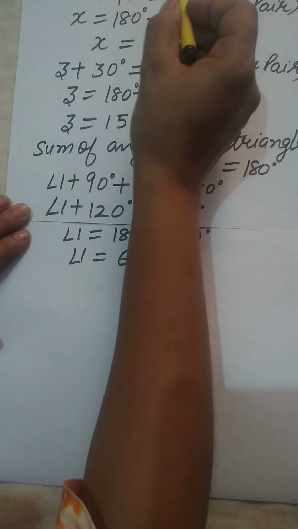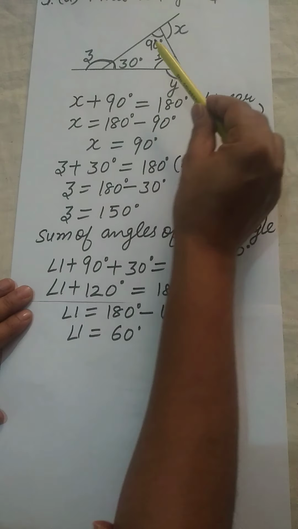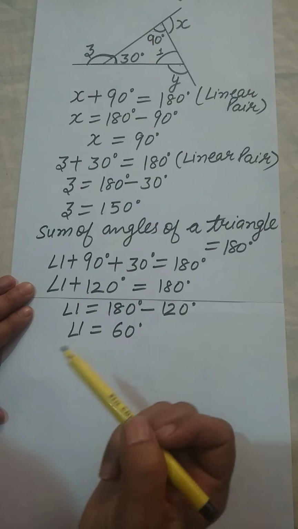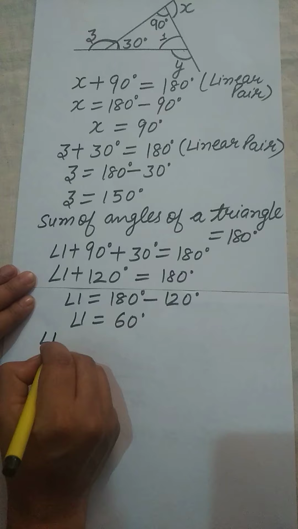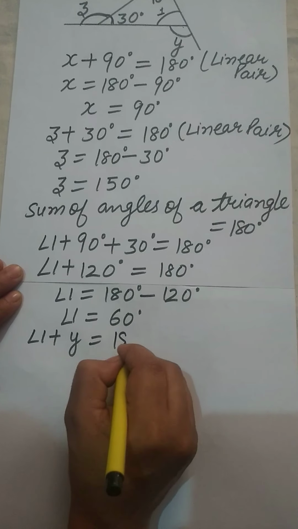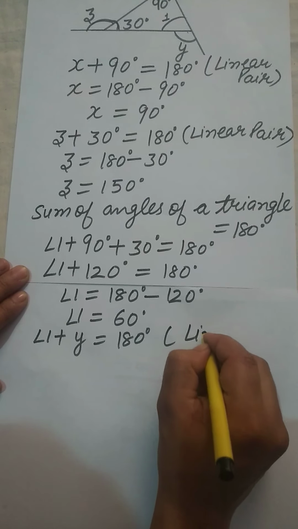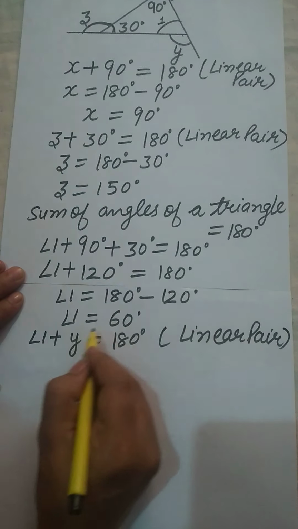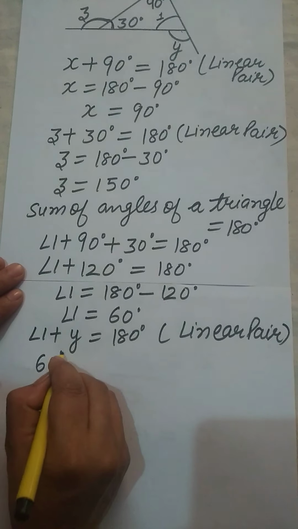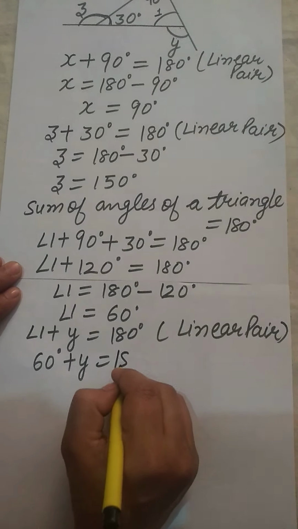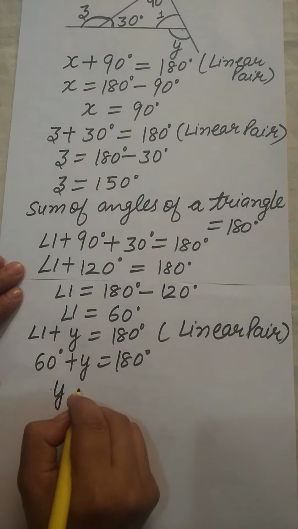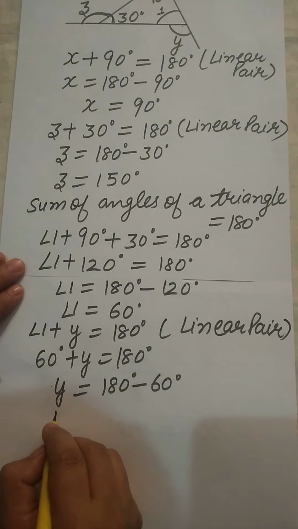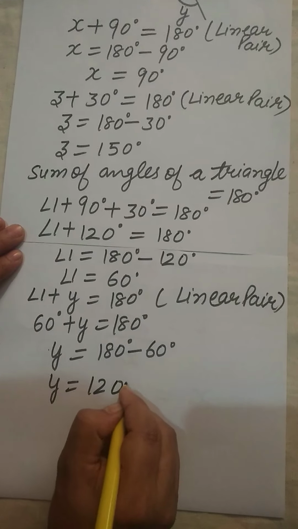Now we are to find the value of angle y. Angle 1 plus angle y again forming the linear pair. So angle 1 plus y is equal to 180 degree as they are forming the linear pair. The value of angle 1 is 60 degree. 60 degree plus y is equal to 180 degree. So the value of y is 180 degree minus 60 degree. That is y is equal to 120 degree.